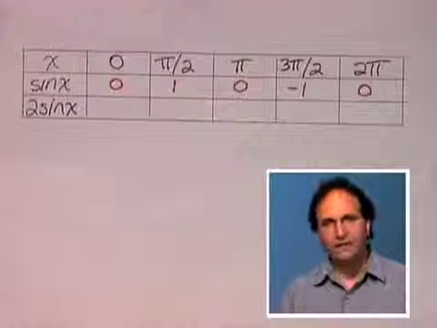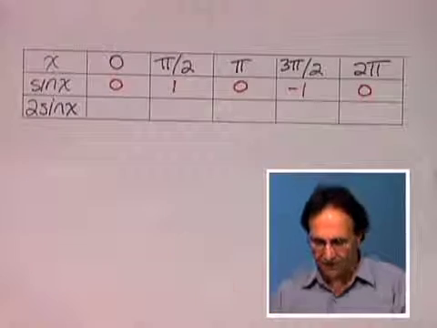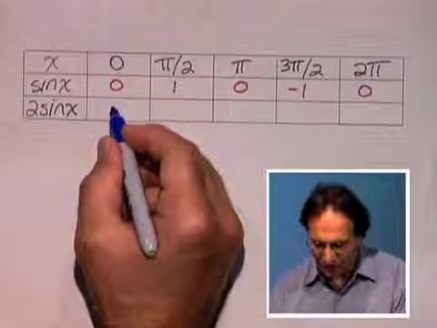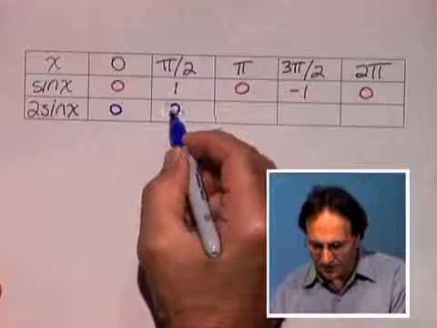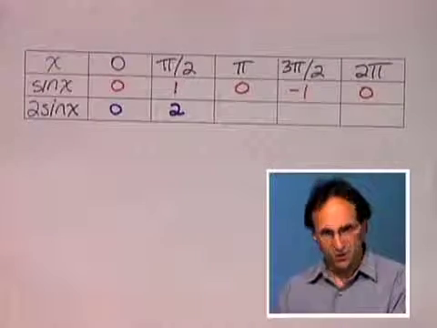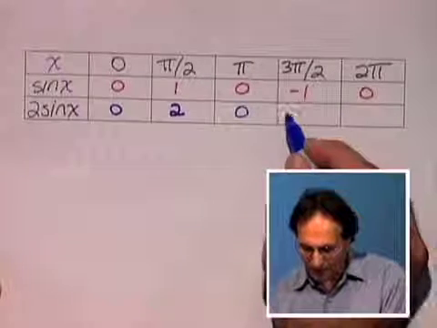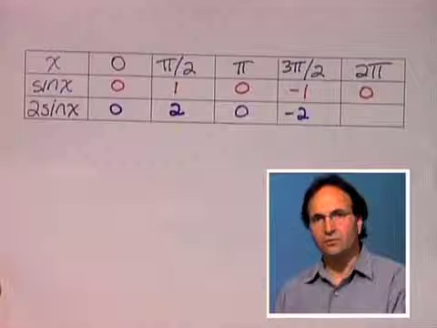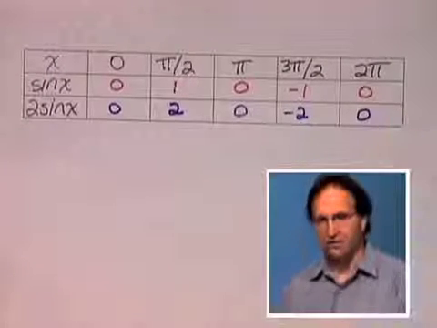Let's do the same thing for 2 sine x. Of course, this would still be 0 because 2 times 0 is 0. For pi over 2, it would now be 2. Would be back to 0 here. This would be twice that, so -2 for 3 pi over 2. And at 2 pi, we're back to 0.